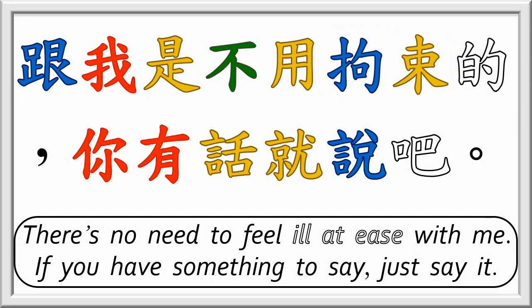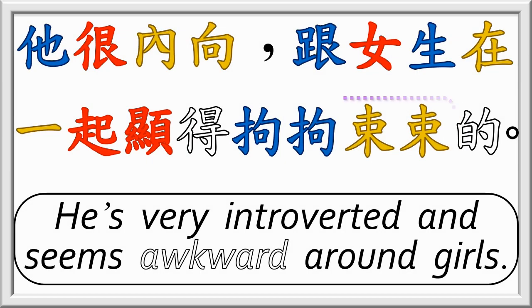拘束 can also describe a person who feels constrained and inhibited in social situations, what English speakers might call awkward or ill at ease. 跟我是不用拘束的，你有话就说吧。There's no need to feel ill at ease with me. If you have something to say, just say it. 他很内向，跟女生在一起显得拘拘束束的。He's very introverted and seems awkward around girls.